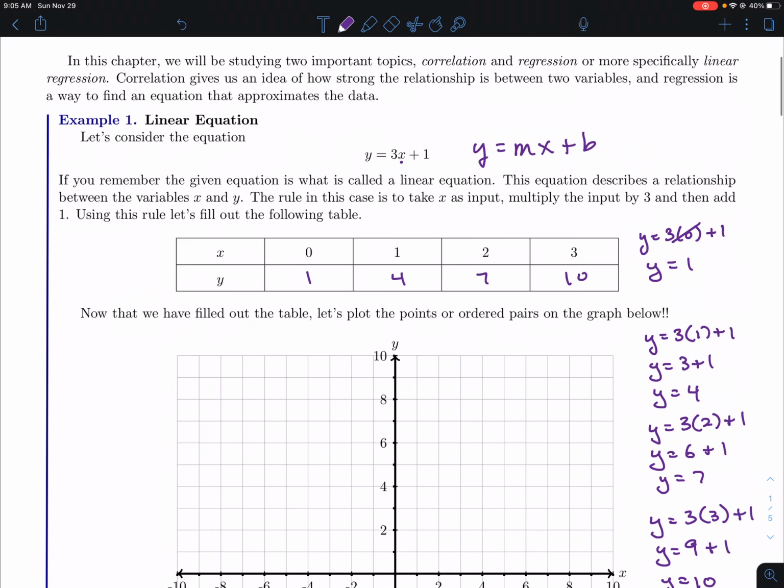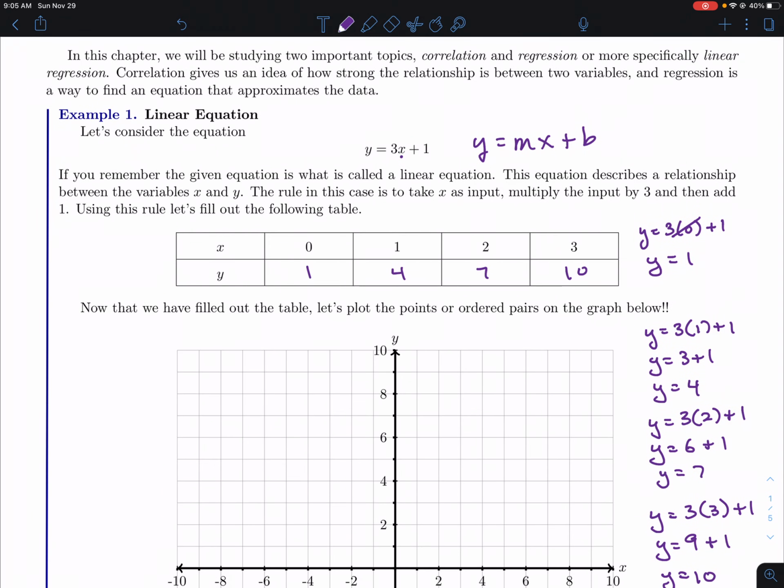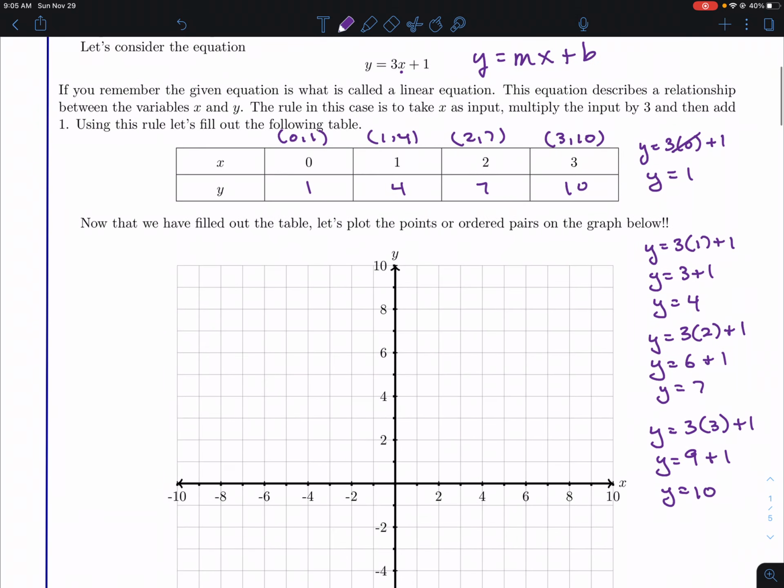And so in this case, what we're going to do is we want to plot each of these points to get an idea of what the line looks like. And so if you remember, these can also be written as ordered pairs, where the x goes first and the y goes second. So 0, comma 1, 1, comma 4, 2, comma 7, 3, comma 10. And so the way we graph these is we go along the x-axis first. So we go right or left first. And then we go up or down.